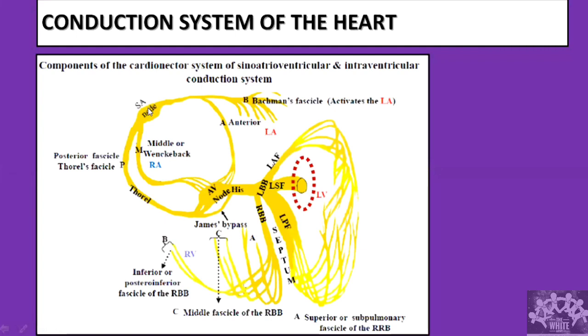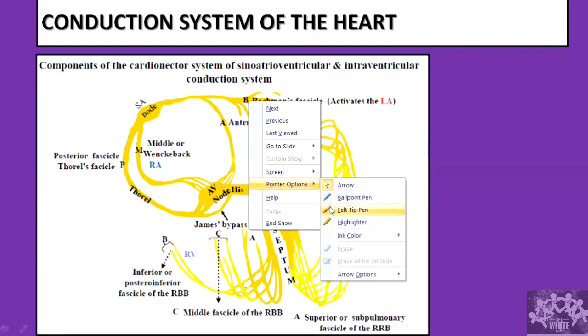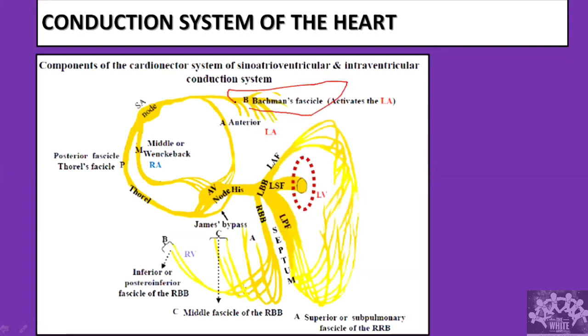The SA node is situated in the junction between the SVC and the right atrium, on the posterior wall. From the SA node, initially the right atrium is activated, followed by the left atrium, which is activated via, and this is the important thing to remember, the Bachmann's bundle. So this is one more thing you have to remember, the Bachmann's fascicle. From there, it reaches the electrical window. Each of these internodal tracts has a name. One is called Wenckebach, the middle one, and the posterior one is called Thorel's. So they reach the AV node.